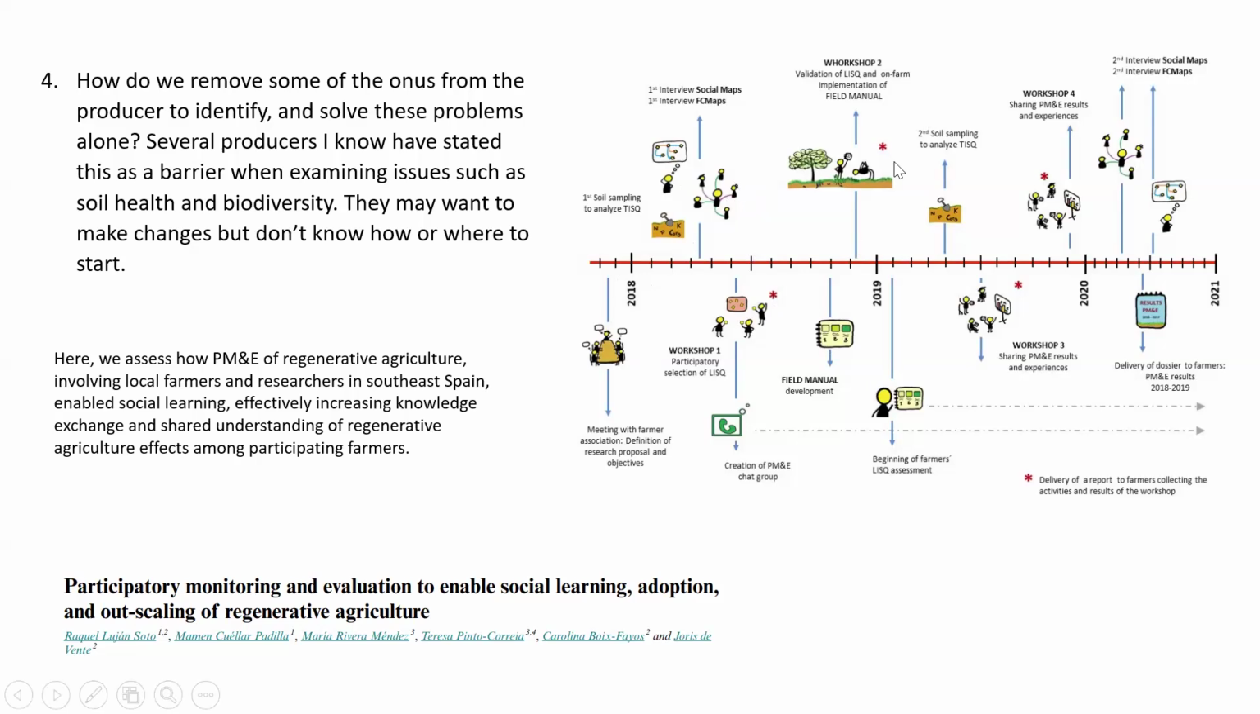The farmers tried some of these things, and they got together in workshops to share experiences. And after a period of 2 or 3 years, they had a chance to evaluate those interventions better.